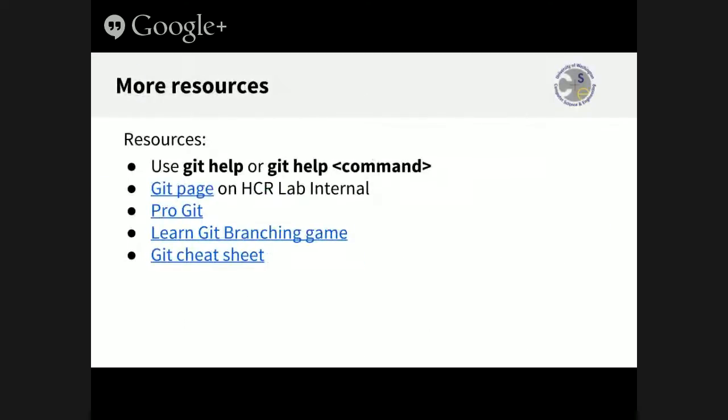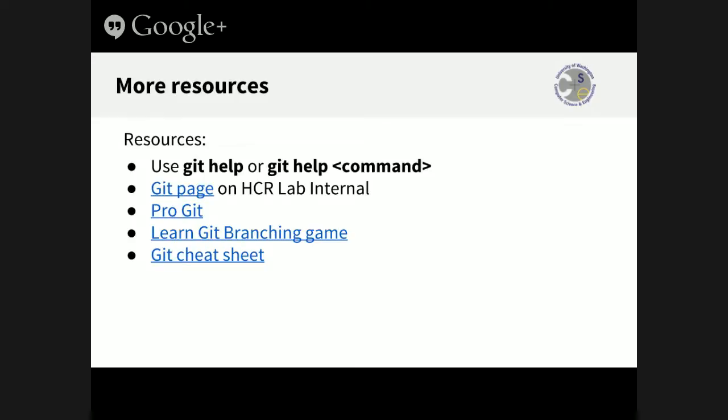Okay, so if you're interested in learning more about Git, you can always use the git help command. You can either type in git help by itself, or if you want to know more about a command, like let's say you want to learn more about polling, then you can say git help poll or git help bisect or whatever like that.